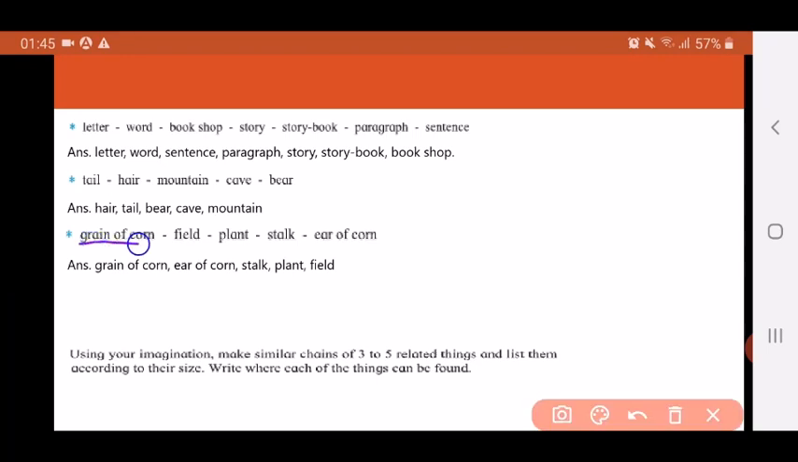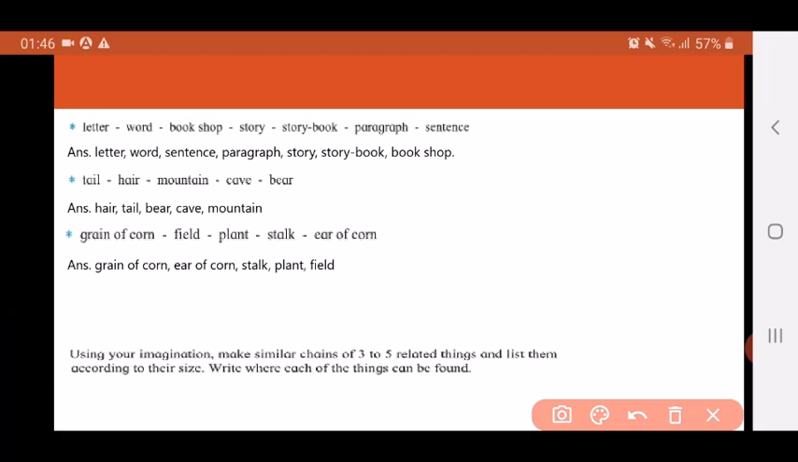Next, grain of corn. This means a single piece of corn. Field means the entire field or khet. Plant, stalk means the stem. And ear of corn means the entire cob of corn, which we call bhutta. Now if I have to arrange, smallest will be grain of corn, then ear of corn, stalk, plant, and field.